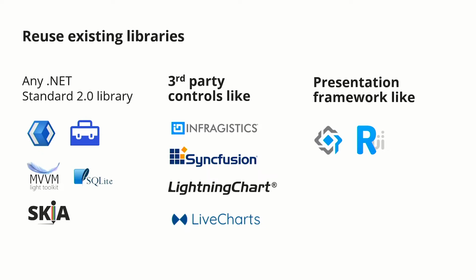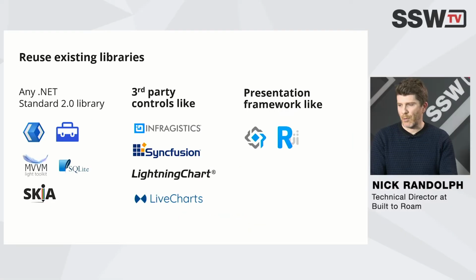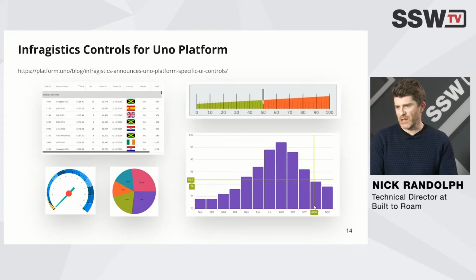Anything that's UI bound needs an adaptation for the Uno platform, but as long as you have built the controls for UWP and WinUI, that process is relatively straightforward. It's really a matter of testing it on the various platforms, and you can get it up and running that way. We've also got some contributors from higher level frameworks, things like Prism and Reactive UI, that are available on the platform as well. Here's an example of the work that Infragistics did for the Uno platform. All of these controls are available for you to use as part of your application.